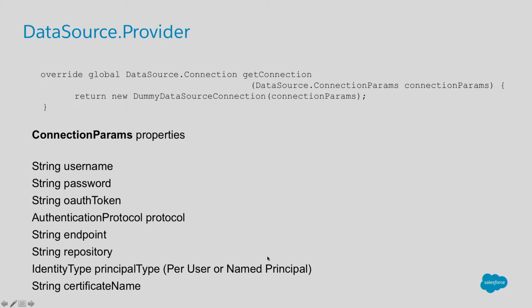So what happens then, after you are done with providing your credentials, is we pass all this information over to you. The information that you've selected in the UI will be passed on to you in the connection parameters. So you will see things like username, password, OAuth token, your protocol, your endpoint, your principal type, and certificate. And now that you have the connection parameters, you can go ahead and start authenticating and make a callout. And we'll see that next.